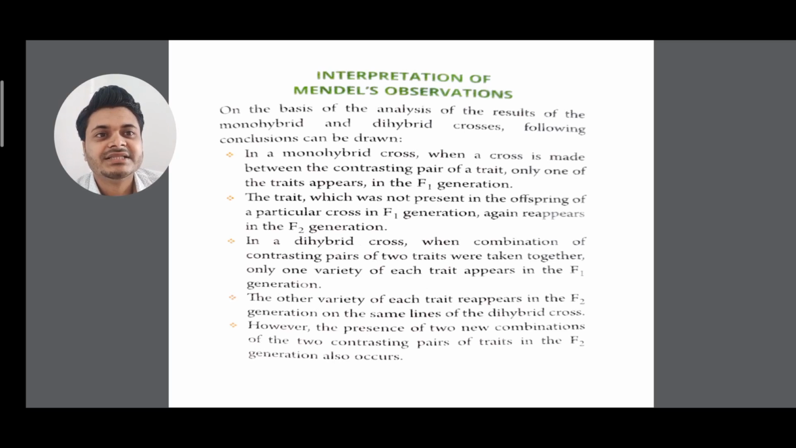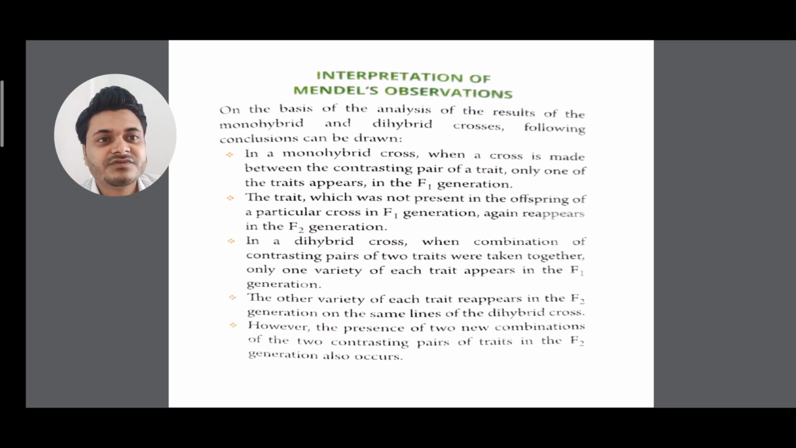Next point, what did he say? The trait which was not present in the offspring of a particular cross in the F1 generation reappears in the F2 generation. So we have seen that in the monohybrid cross, the F1 hybrid was hybrid tall, so there was no dwarf character, but those dwarf characters were there. They were hidden, in a suppressed recessive state. This dwarf character was seen in the F2 generation of the monohybrid cross. Have you seen? One dwarf plant was produced, small t. That's what Mendel said. So these were the conclusions of the monohybrid cross that Mendel gave, and now what Mendel gave for the dihybrid cross.